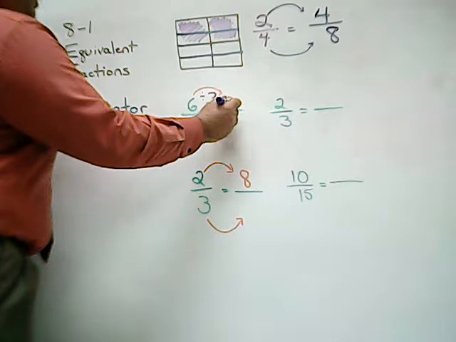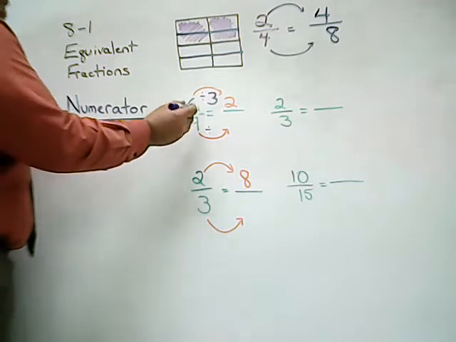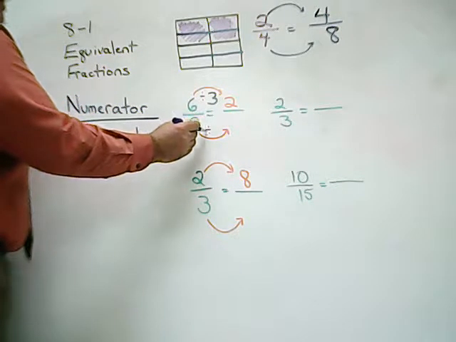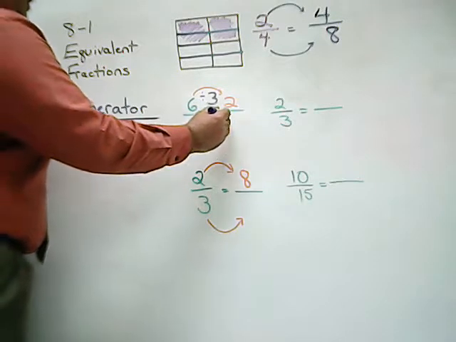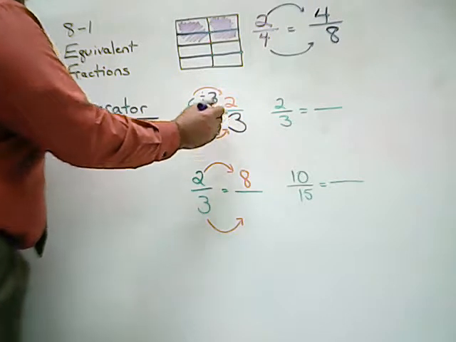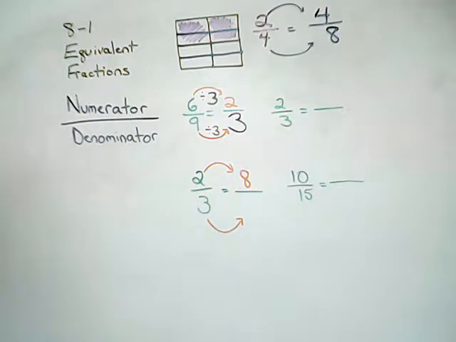6 divided by 3 is 2. What I do to the top, I need to do the exact same thing to the bottom. 9 divided by 3 is 3. So an equivalent fraction will be 2/3.